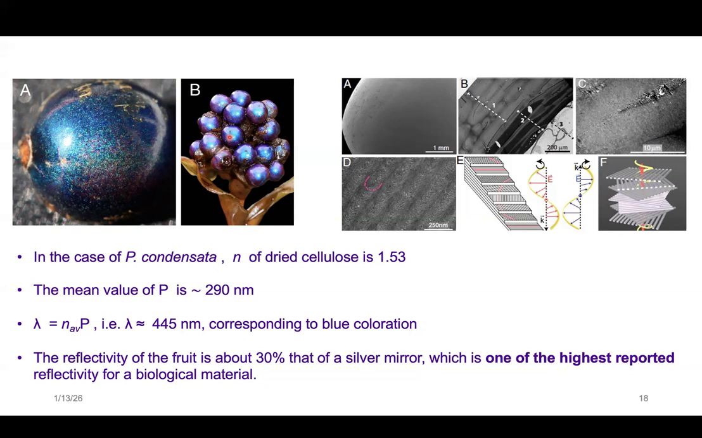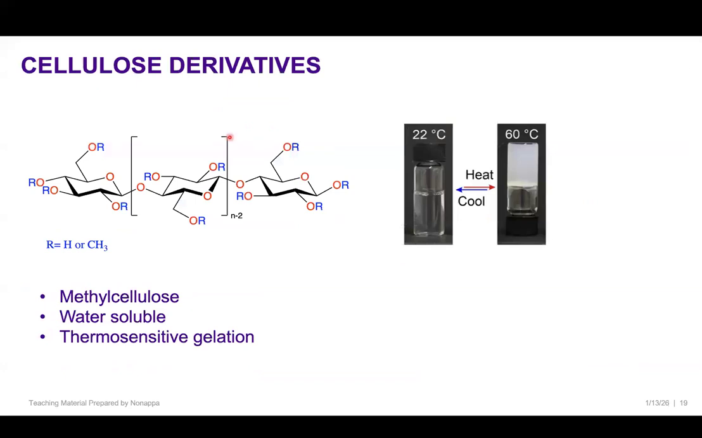which is one of the highest reported reflectivity for a biological material. And you can also take cellulose and modify and replace some of the hydrogen here or OH with ether linkages such as methyl. Then it becomes methyl cellulose. Unlike cellulose, it becomes water soluble because now you eliminate the strong hydrogen bonding formation between the chains. And this forms a very interesting type of gel.